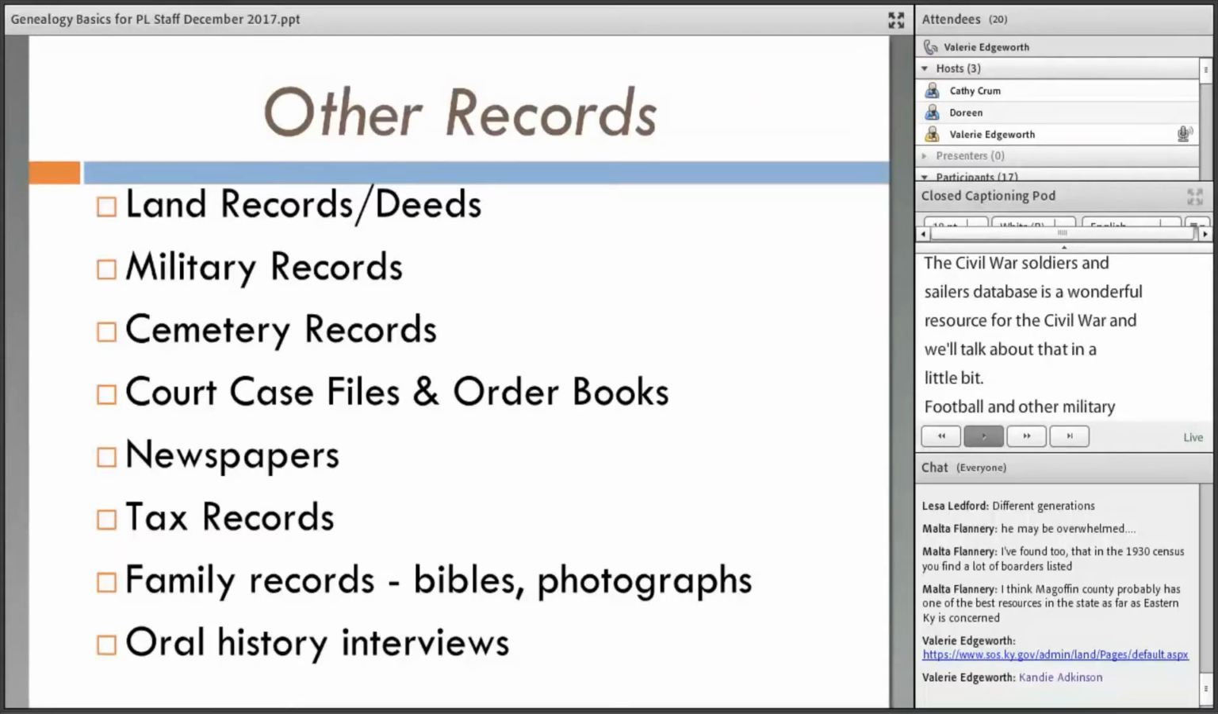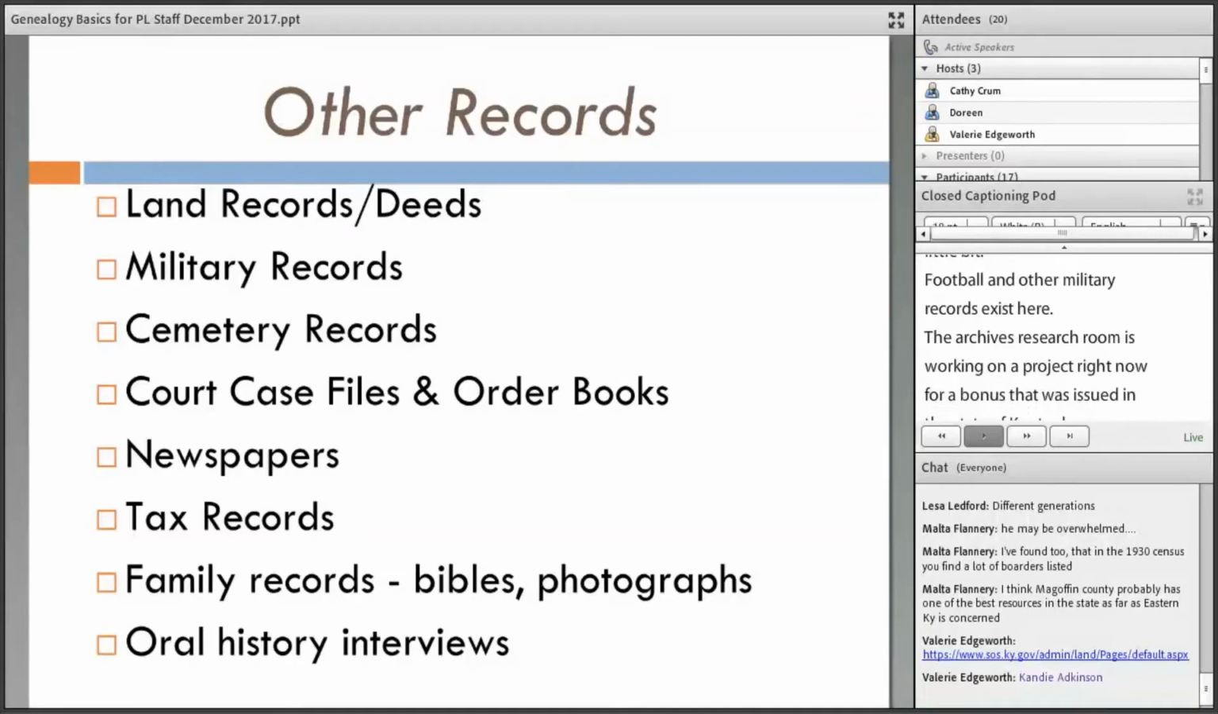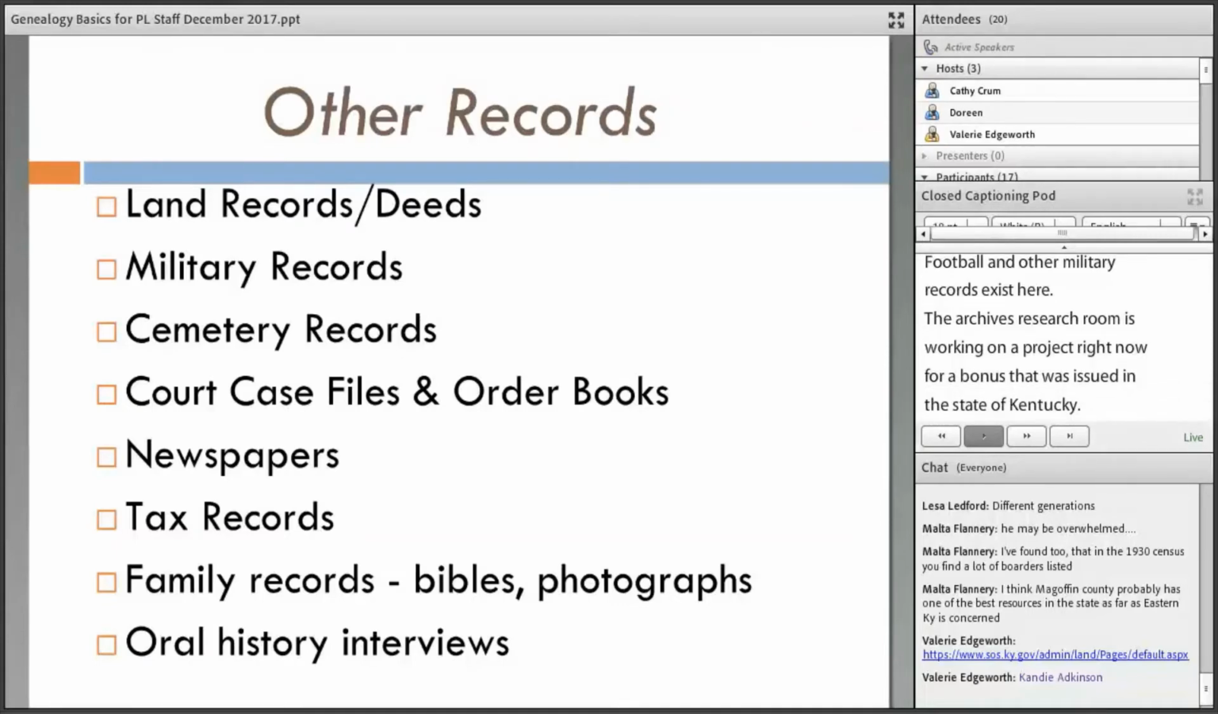The Archives Research Room is working on a project right now for a bonus that was issued in the state of Kentucky in the early 20th century that was given to veterans of any war. And actually that goes back all the way to the War of 1812. Mainly it was Civil War veterans.